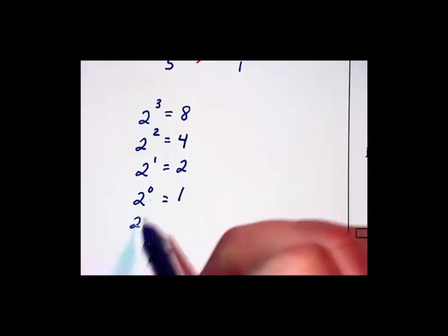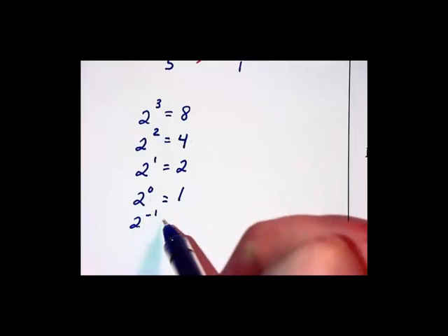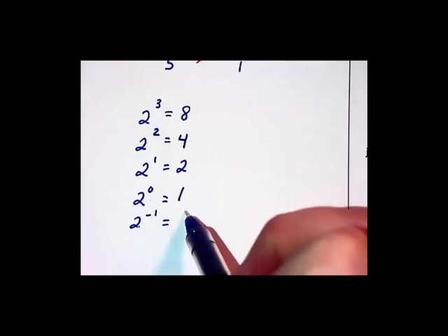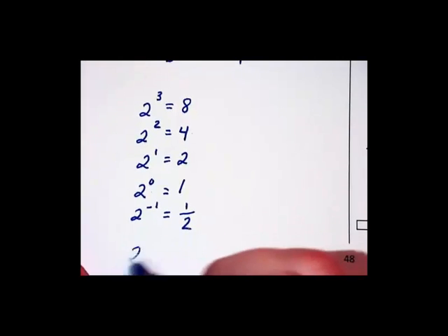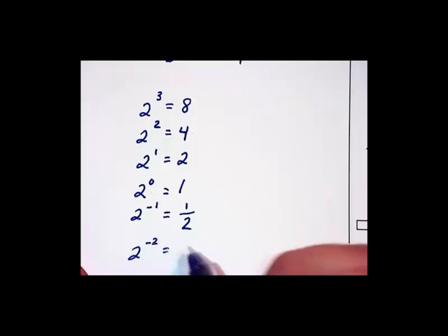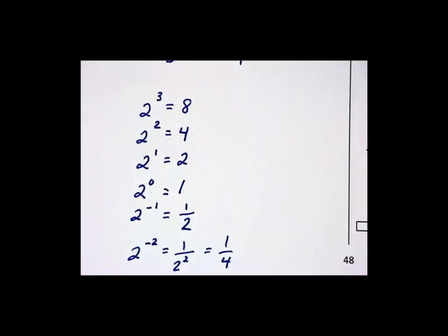And the next number in the pattern, 2 to the negative 1st, would become 1/2, which is 2 to the positive 1st down below. And finally, 2 to the negative 2nd becomes 1 over 2 squared, which is 1/4. So this illustrates through example what I was showing you up above. And it's not a proof, but it's a nice illustration.